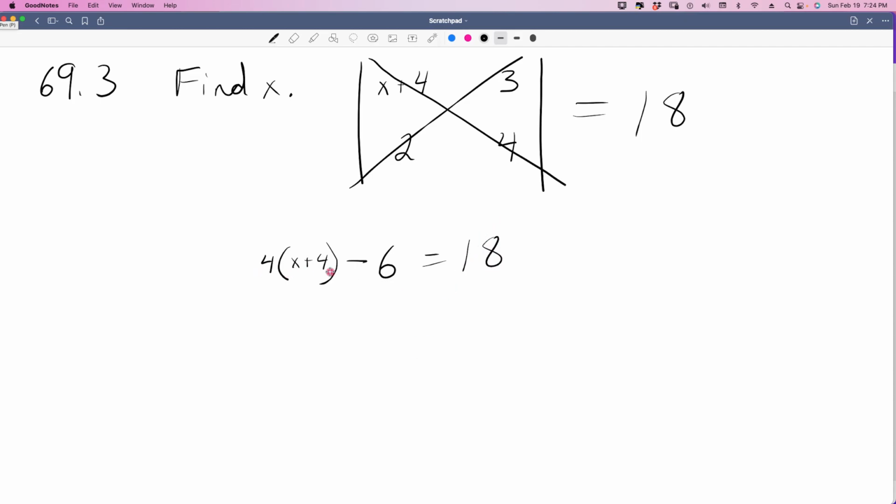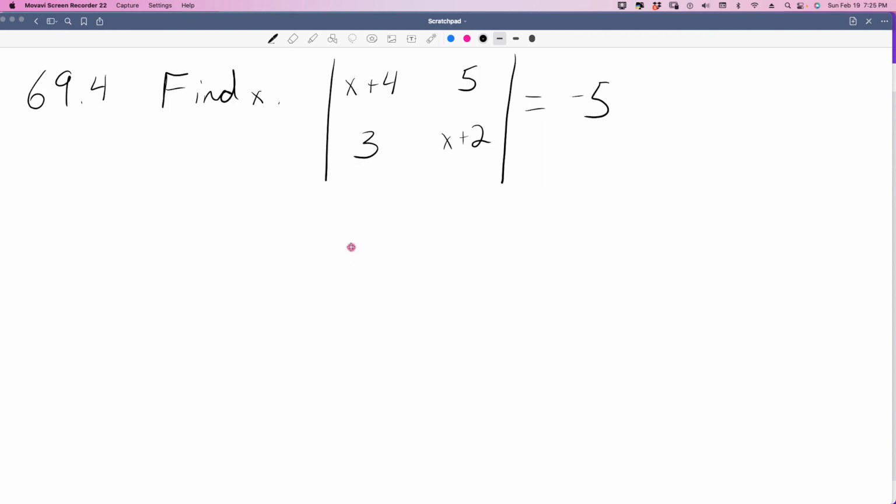All right, so then we would just solve it, right? So 4x plus 16 minus 6 equals 18. So 16 minus 6 is 10. So if I subtract 10 from both sides, I get 4x is equal to 8. X is equal to 2. So it's all about setting up the equation and solving it like you normally would. So let's do the last one and then we'll be done.